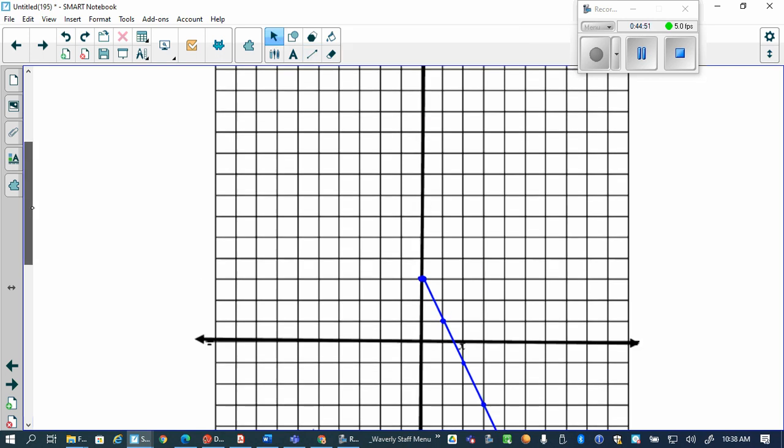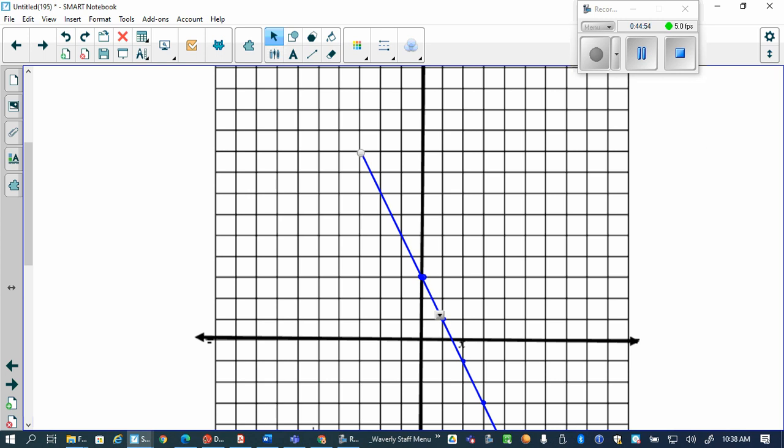Wax is 3. Oh, wait. I think I'm pretty close there.